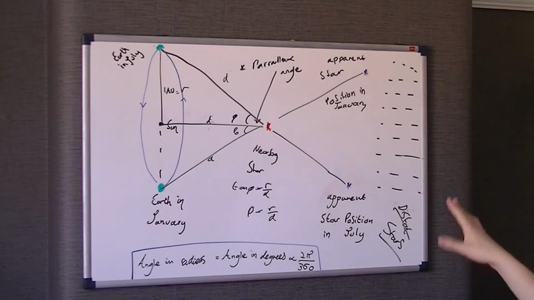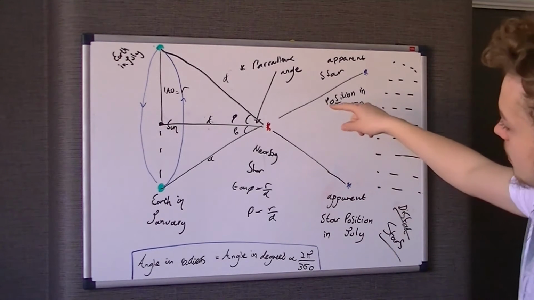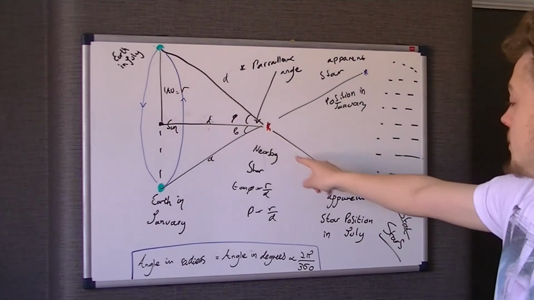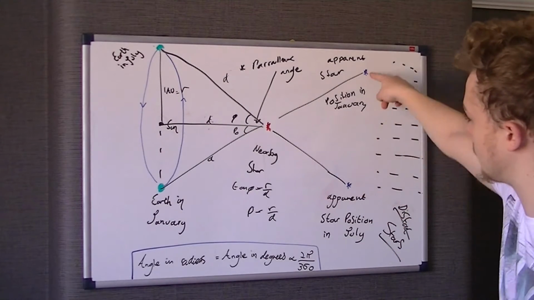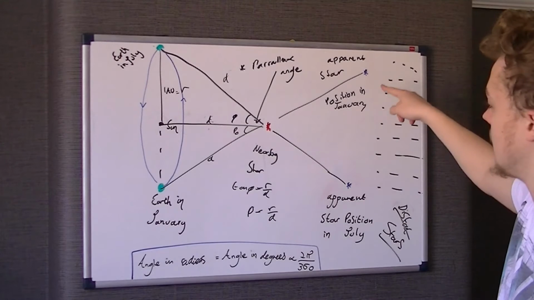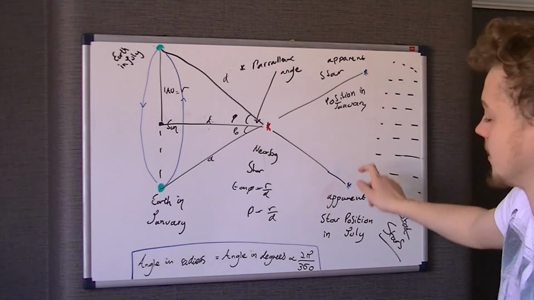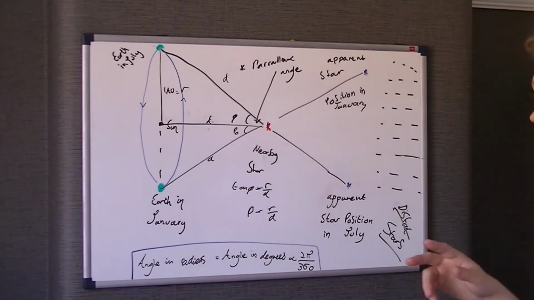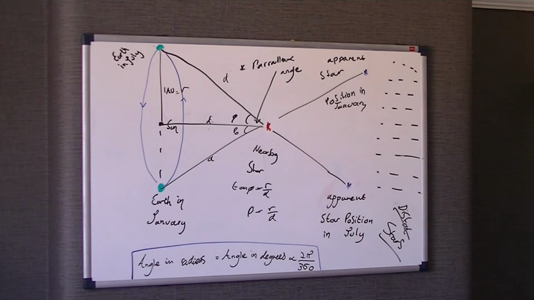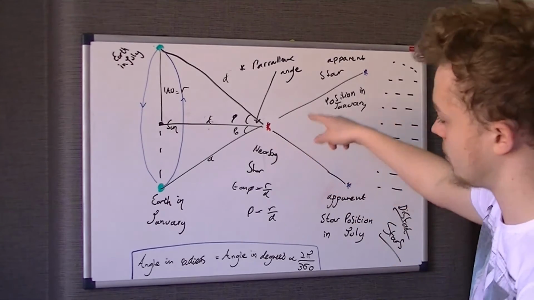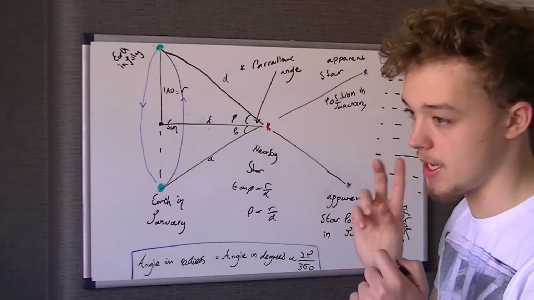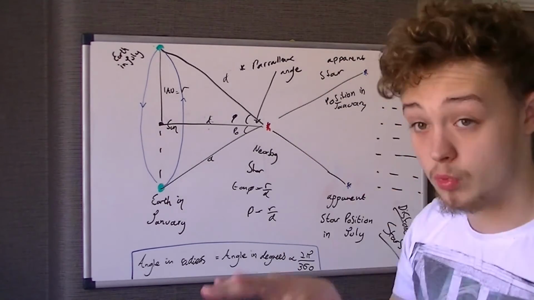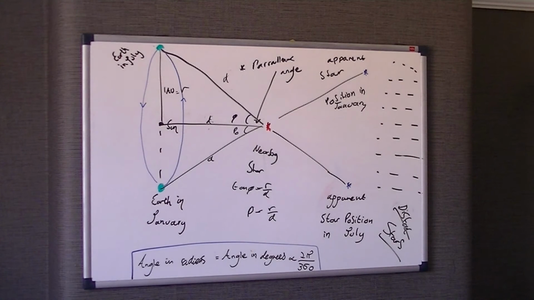Some more info on this diagram. You can see the Earth in July represented with the apparent star position. These two stars are the same, but this is in January and that's in July, and that's the Earth in July and Earth in January. Hopefully that makes sense. This nearby star, though, appears to move with us, but the stars further back seem to remain fixed.